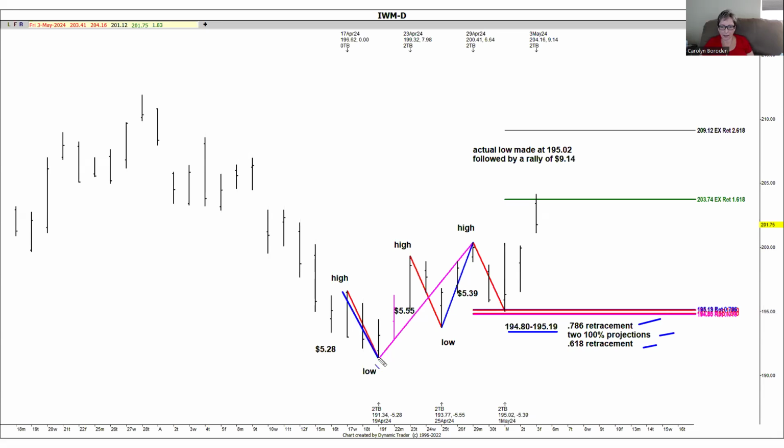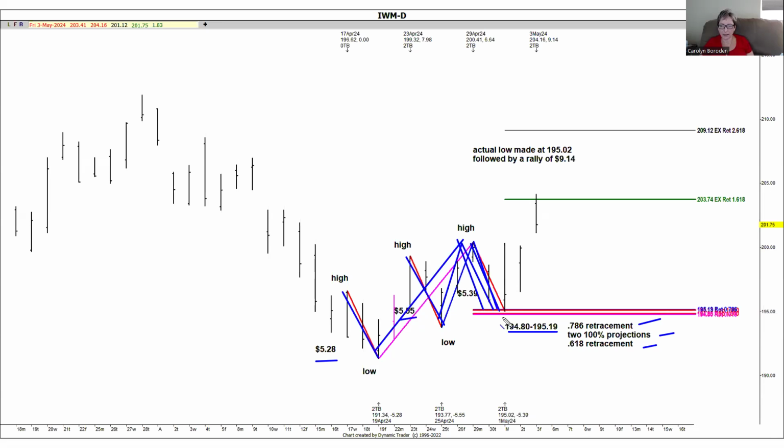So we took the high to the low here. That was $5.28, projected it from here. We took this high to low, which is $5.55, projected it from here. We ran this low to high. There was a 786 retracement, this low to high, a 618 retracement. So here was our cluster.